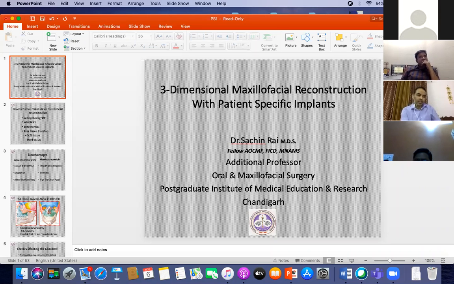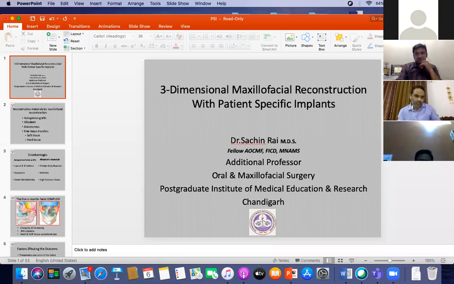And Medpor cannot be patient specific. It comes in a set of small, large, or big implants, and you have to carve it and fix it there. You cannot specifically make a Medpor implant for a particular patient. So Medpor has stock implants which are available, so you can modify them accordingly.